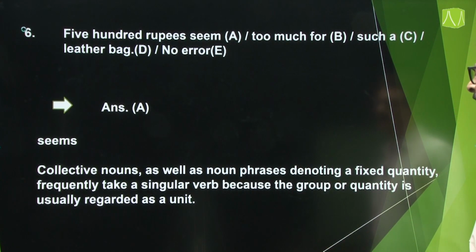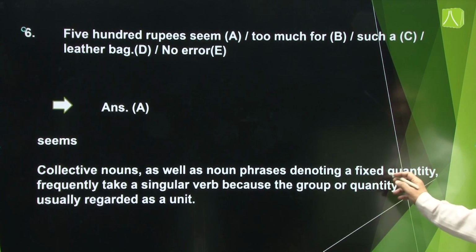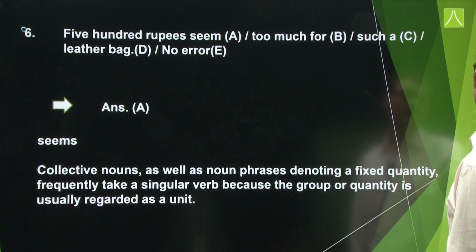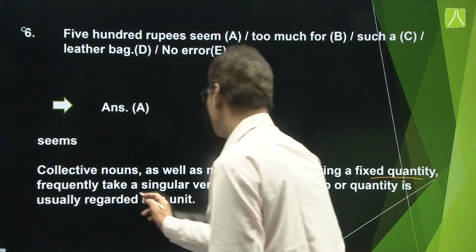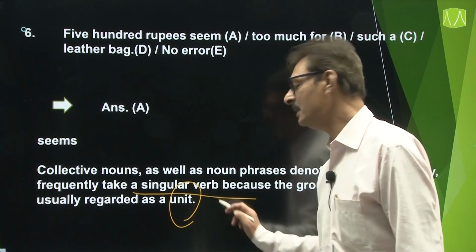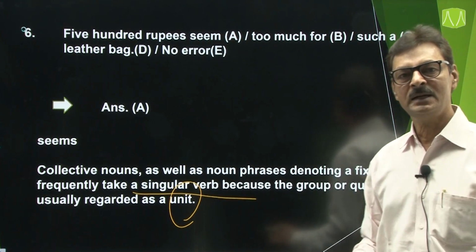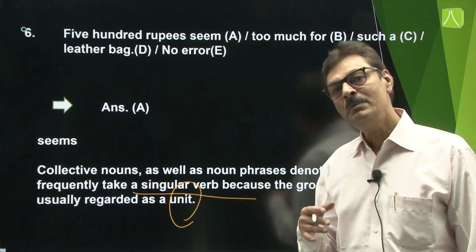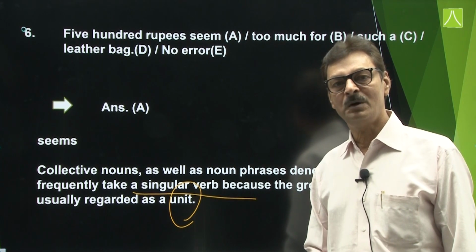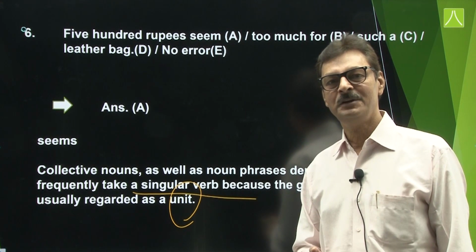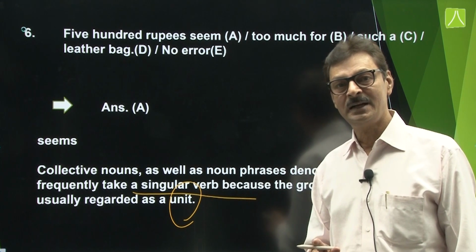Collective noun as well as noun phrases denoting a fixed quantity frequently take a singular verb. Yes, talking about a fixed quantity, they always take a singular verb because the group of quantity is usually regarded as a single unit. This also we have done in subject verb agreement. अगर नहीं याद आ रहा हो, please go through the video of subject verb agreement also. And friends, go through all the other videos as well, particularly grammar.